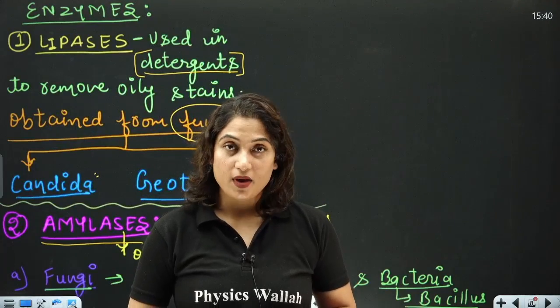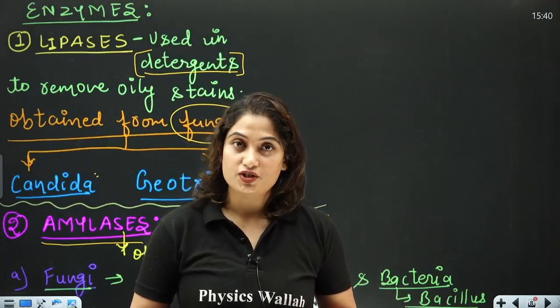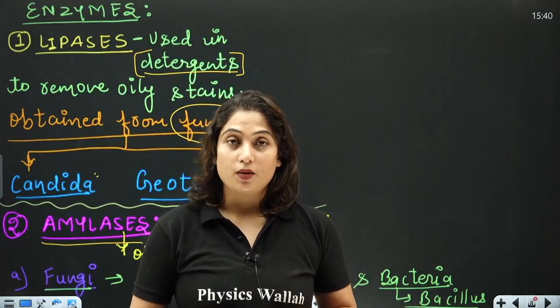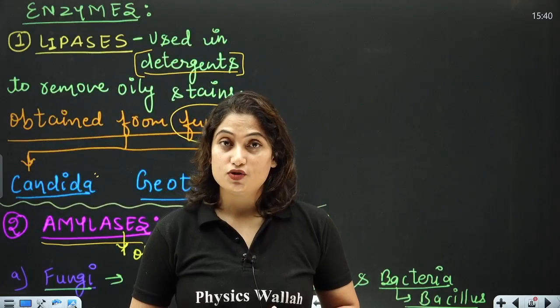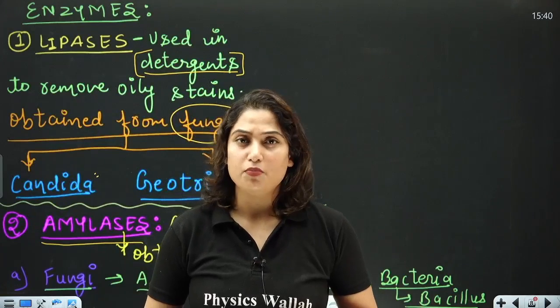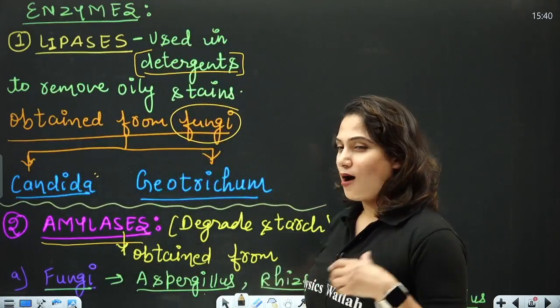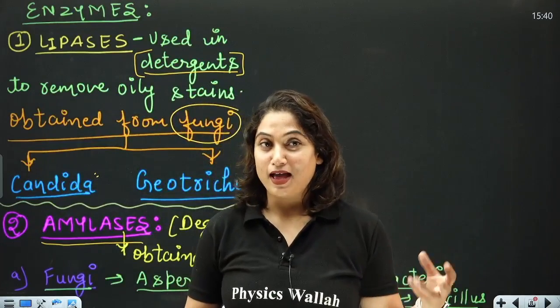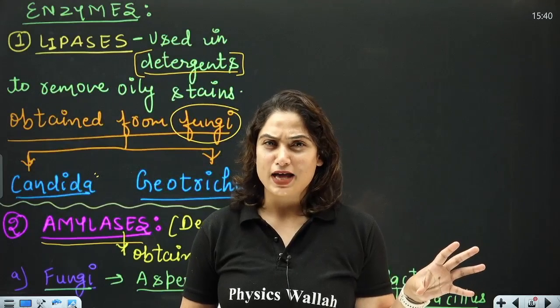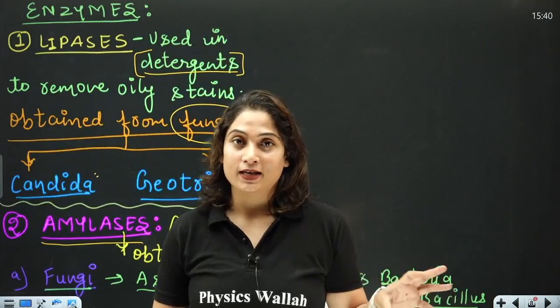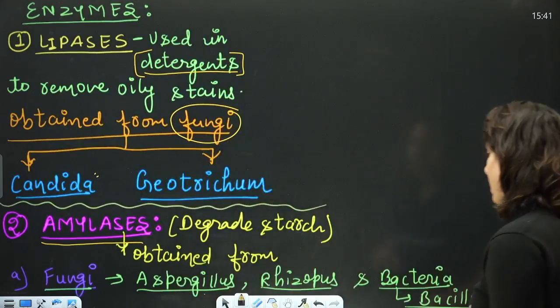Lipases are obtained from fungi, Geotrichum and Candida. Then amylases are the enzymes which degrade starch, and they are obtained mainly from fungi, and the fungi is Aspergillus. You are hearing this name again and again, Aspergillus. That means this Aspergillus is an important microbe, an important fungi, right, in human welfare.